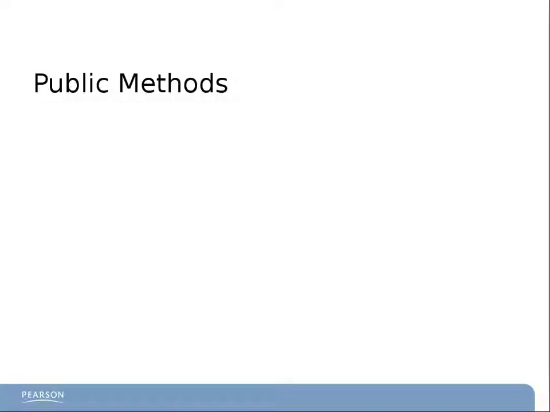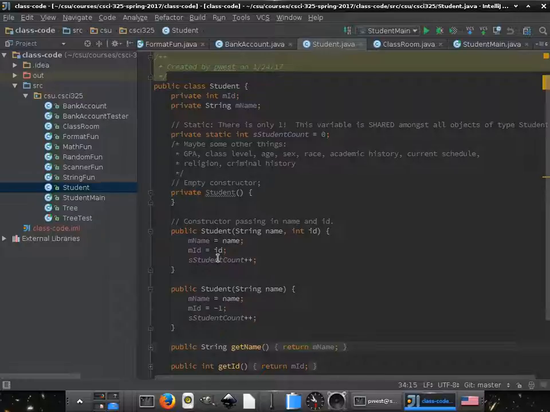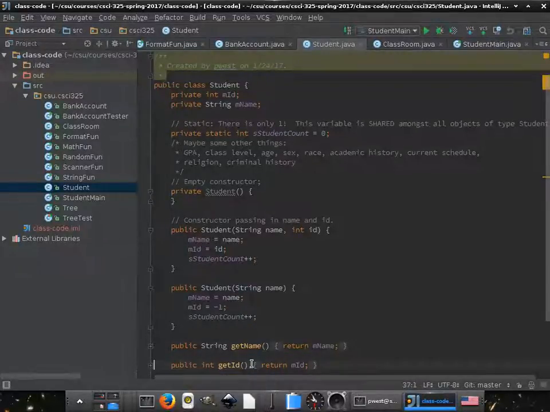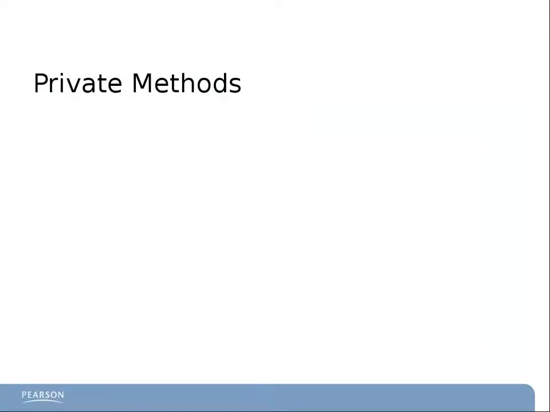Public methods. What do the public methods describe? It's a method available to all your functions. What's the word I'm looking for? It is the interface of the class. It's how you allow other classes to communicate with your class, or other objects to communicate with your object. Notice we have some constructors, but we also have getName and getID as well that are part of the interface.